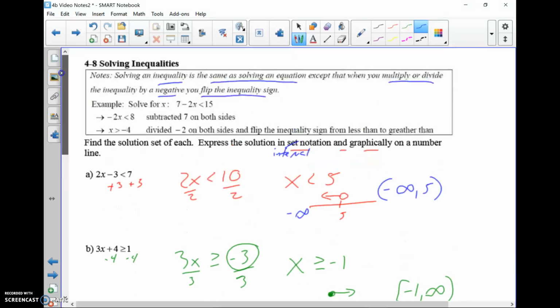And that's it. So it's just like solving equations. The big difference is you got to watch out for that one multiply or divide, flip your inequality sign rule. And then your answer is not going to be as simple as x equals 4. It's going to be an inequality which can be represented as an inequality notation, an interval notation, or graphically. But that's solving inequalities.